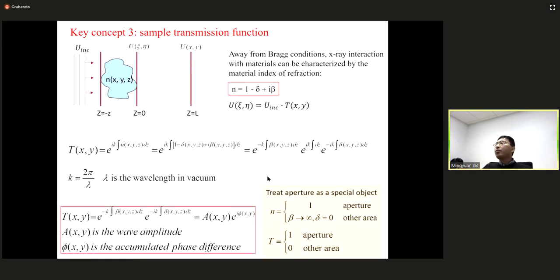So then we can treat the aperture as a special object. In the aperture, there's empty space in the middle, and the outside blocks light totally. That means beta equals infinity, which means the absorption coefficient is very, very large, and delta equals zero, which means it doesn't change the phase of your beam. So this N gives a transmission function of one and zero: one in the middle opening of the aperture and zero in the other areas.